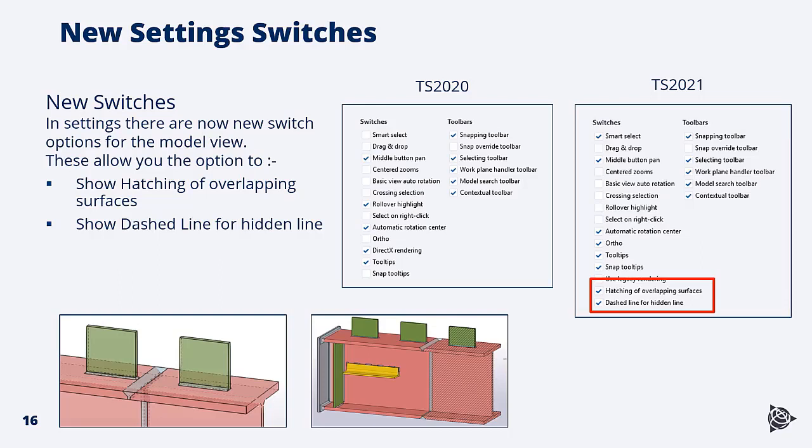Two new setting switches have also been added to Tekla Structures 2021. These allow you to show the hatching for overlapping surfaces. That means if you've copied an object over the top of one another, it's more clearly indicated to show you that there may be a potential problem.